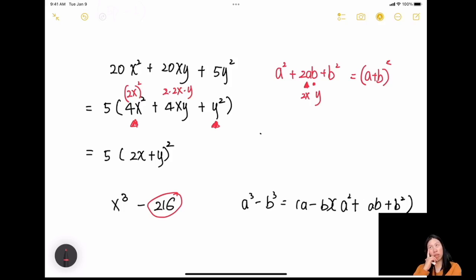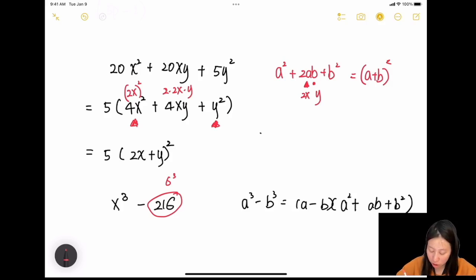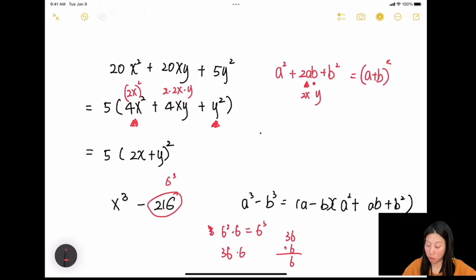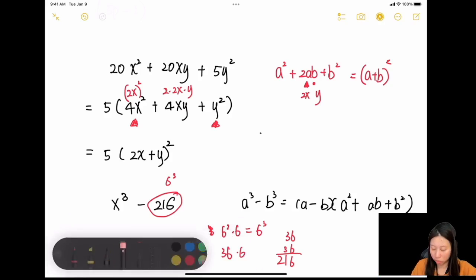How can we write this as b cubed? Well, let's think about it. What about 6 cubed? 6 cubed equals what? I don't know. Let's calculate it. So we have 6 squared times 6 is equal to 6 cubed, right? So 6 squared is 36 times 6. Let's calculate it. You're not the only one, sometimes I don't remember things like that too. So 216. So that means 6 cubed equals 216.